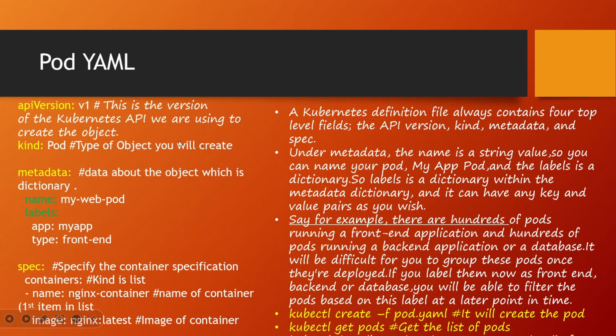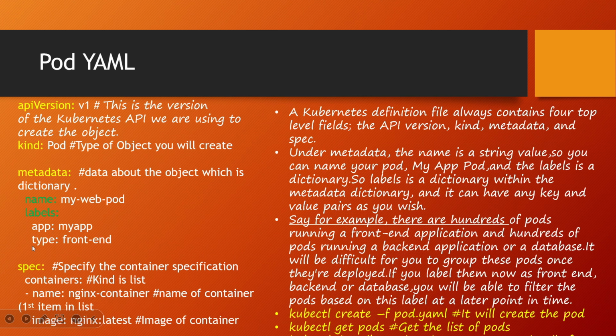So this is a simple YAML file with all the details, which is going to help you to create a pod, right? Again, you can go through all the descriptions I have mentioned over here, but I have overall explained what it is going to create. But this label section, I will explain again. See here what I have mentioned. Say, for example, there are 100 pods running a front-end application and 100 pods running a back-end application or a database. It will be difficult for you to group these pods once they are deployed, right? So based on this labels value only, you can group these pods. So that's why your labels are very important.